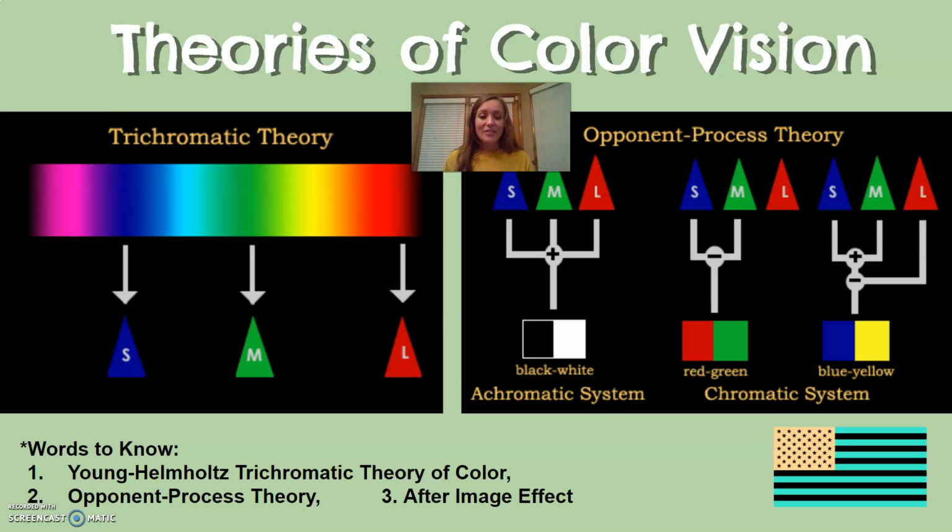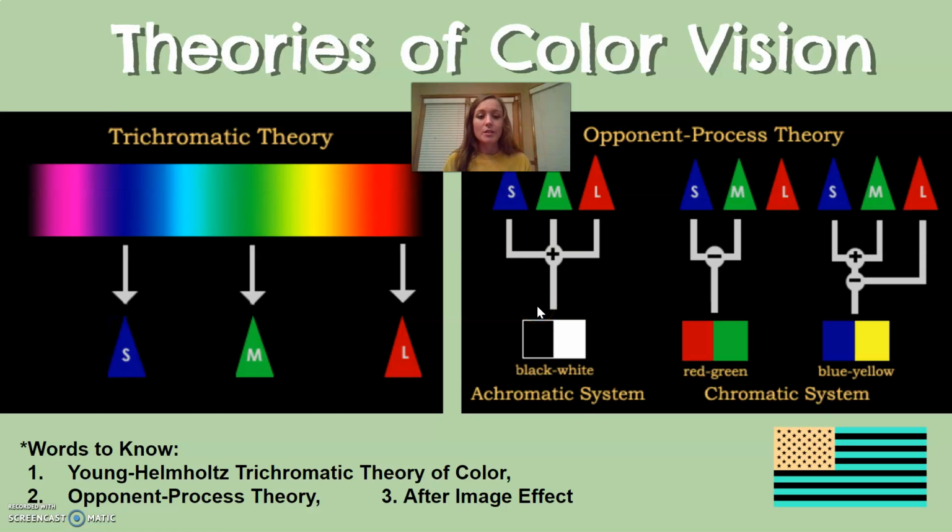The second theory of color is called the opponent process theory of color, and I'm going to show you over here on this side. It shows us that we have different types of cones, and what they're actually doing is each cone sees two contrasting colors. For example, we have a cone that sees red and green, and we have a cone that sees blue and yellow. But we also have a rod that sees black and white.